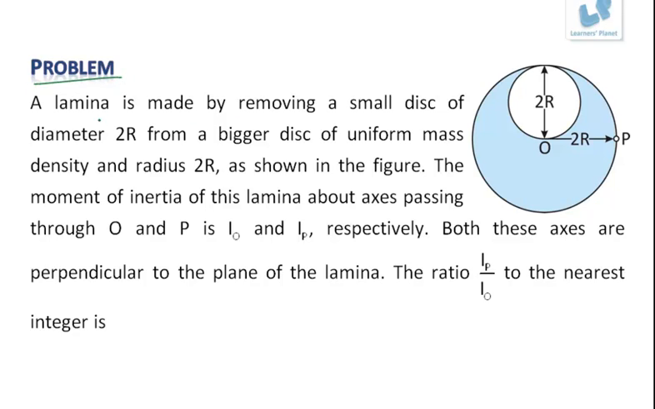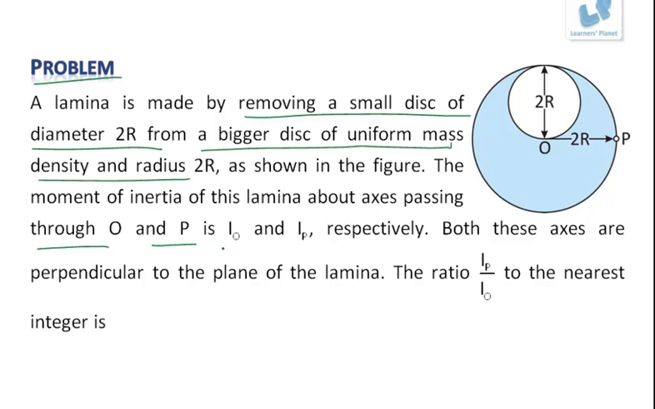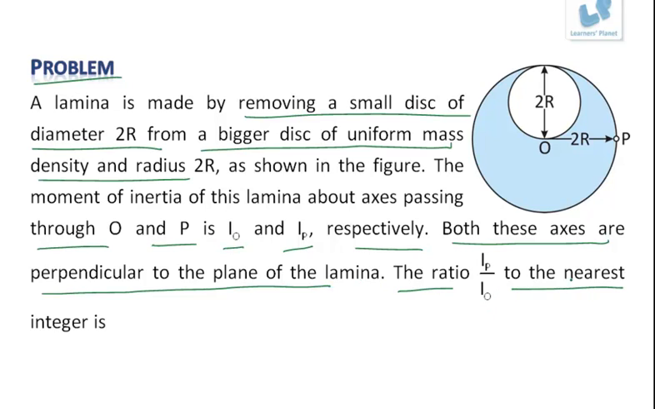Now let us look at the next problem. A lamina is made by removing a small disk of diameter 2r from a bigger disk of uniform mass density and radius 2r, as shown in the figure. The moment of inertia of this lamina about axes passing through O and P is IO and IP, respectively. Both these axes are perpendicular to the plane of the lamina. The ratio of IP by IO to the nearest integer is.